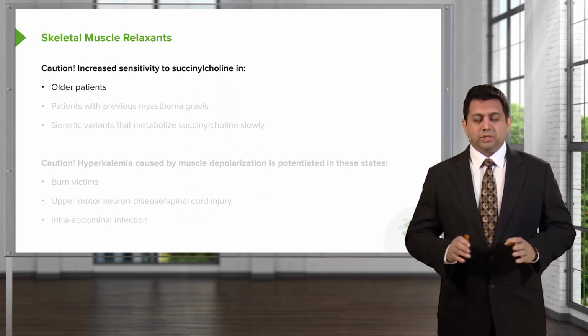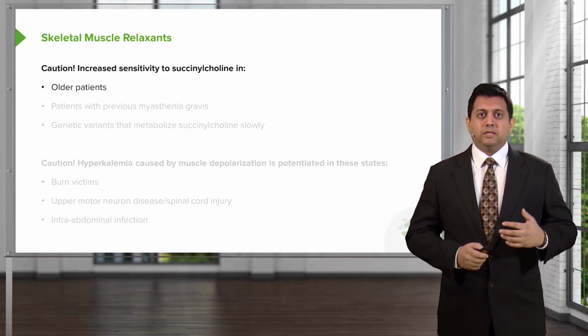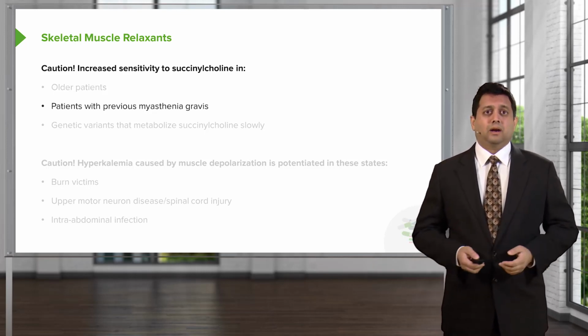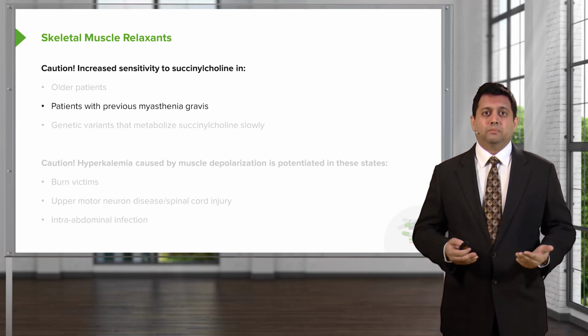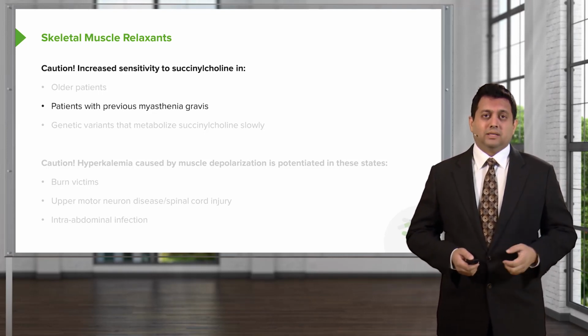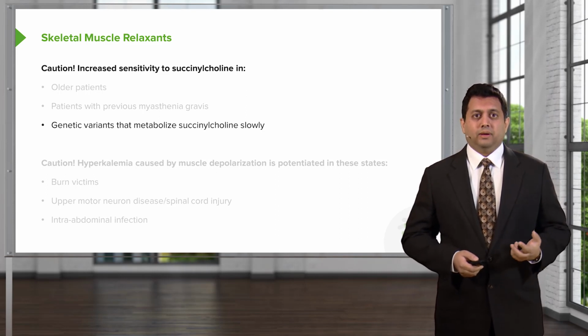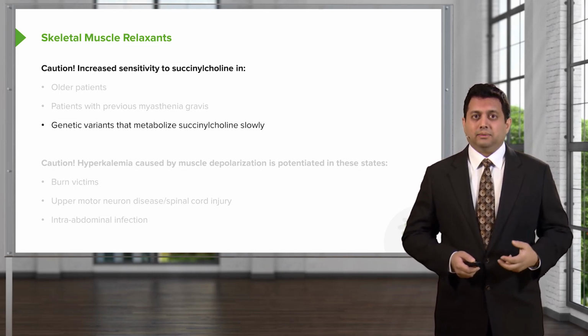You have to be cautious with these agents. We want to be careful with succinylcholine in our older patients. We want to be careful with patients who have had previous myasthenia gravis because their acetylcholine receptors are a bit damaged. And you have to be careful of people who have genetic variants that metabolize succinylcholine very slowly. They will have a prolonged response.